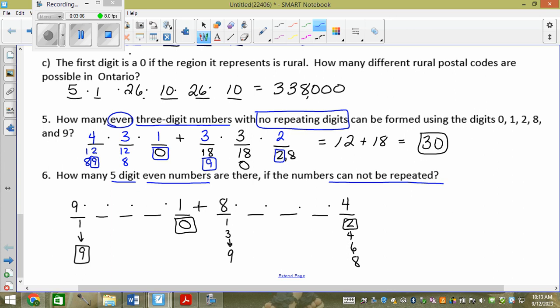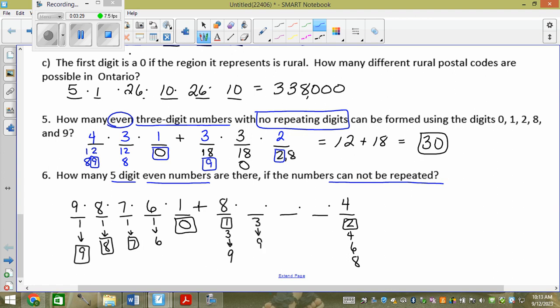So I box the 9, then I have 1 to 8, which is 8 options. Box the 8, I have 1 to 7, 7 options. Box the 7, I have 1 to 6, 6 options. Then here, I have 2, 4, 6, or 8, which is 4. Then I have 1 and 3 to 9, which is 8. Box the 1, and then I have 3 to 9, which is 7.